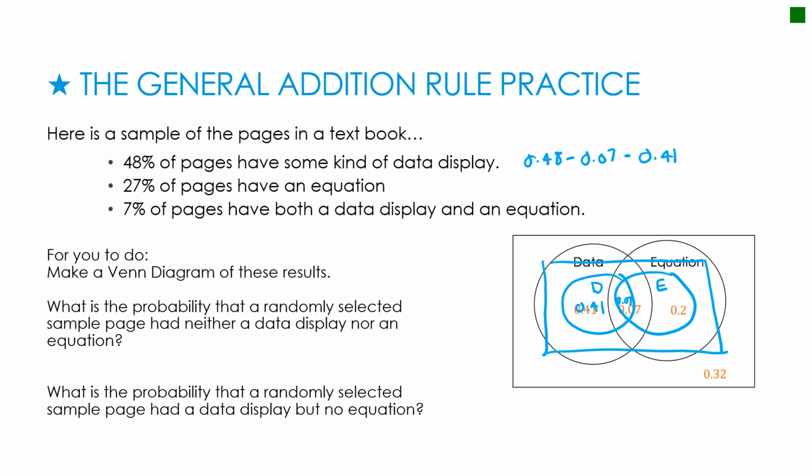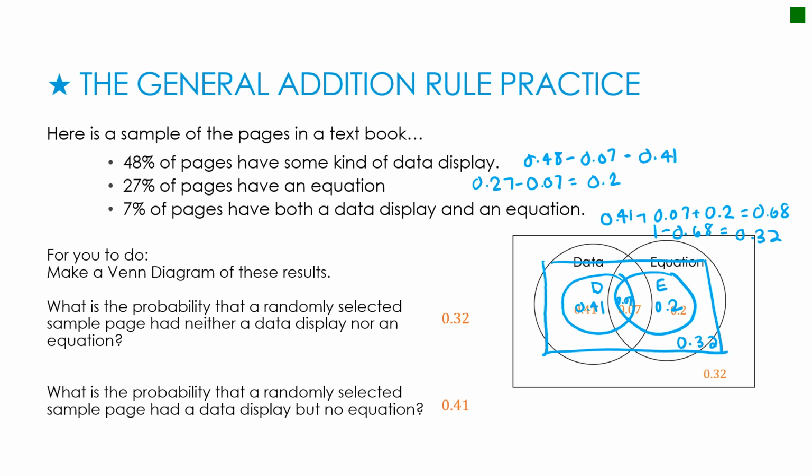And to find out what goes in E, I have to take 0.27 minus 0.07, which is 0.2. To find out what goes on the outside, I essentially have to take 0.41 plus 0.07 plus 0.2, and then subtract that from 1. So this gives me 0.68, and 1 minus 0.68 gives me 0.32. So that's the number that goes out here.